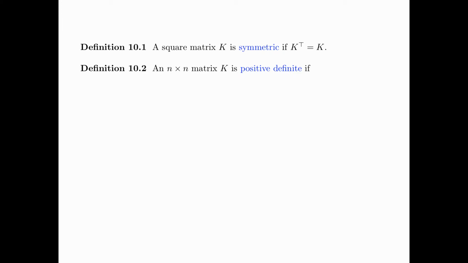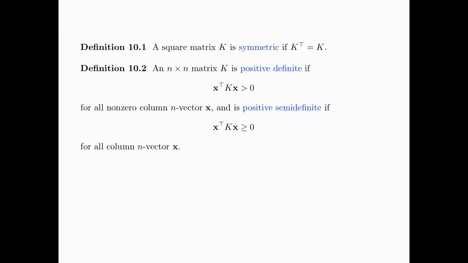An n by n matrix K is positive definite if X transpose times K times X is strictly positive for all non-zero column n vectors X, and is positive semi-definite if X transpose times K times X is greater than or equal to 0 for all column n vectors X. Proposition 10.3 says that a covariance matrix is both symmetric and positive semi-definite. We will leave the proof as an exercise.